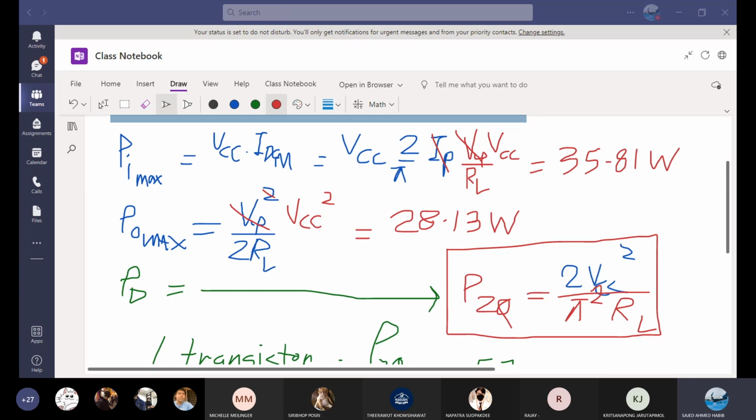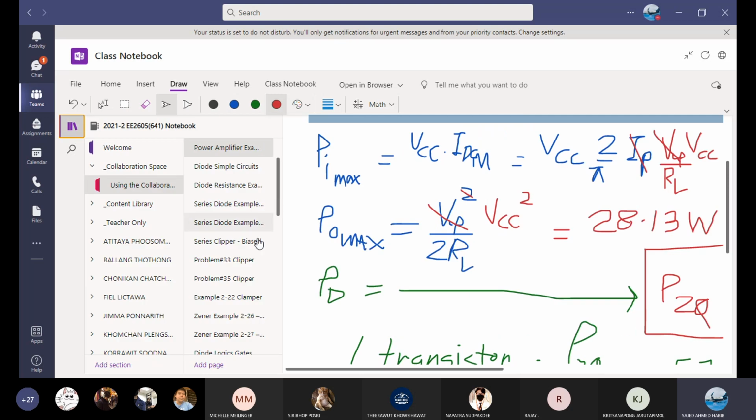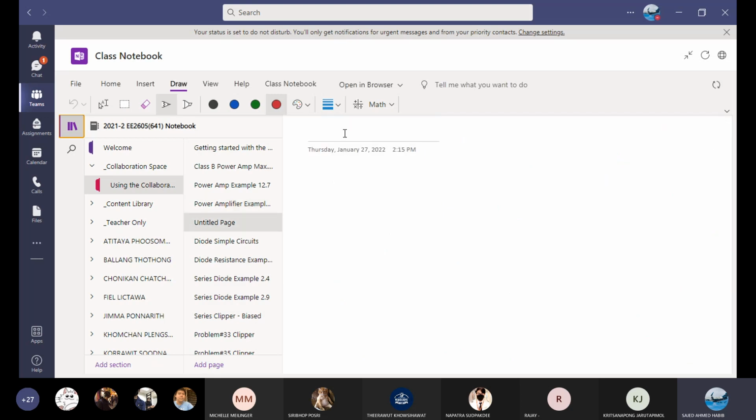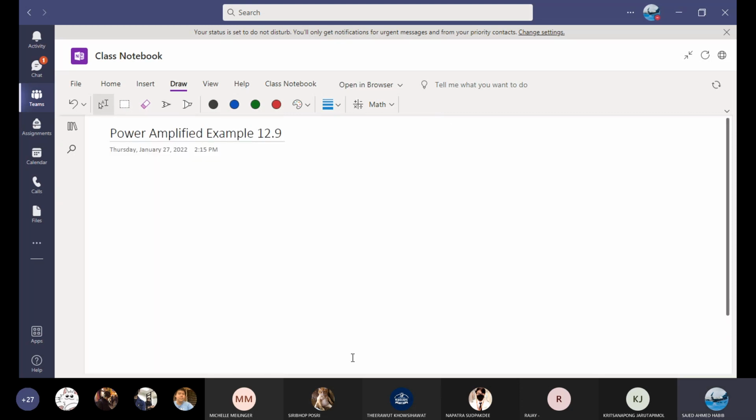We'll do one more example, which is related to the ratio equation I derived a while ago in today's class. This is example 12.9. And as usual, I'm going to take a snapshot, screenshot, and paste it on the screen. There will be 2 persons because it has part A and part B.